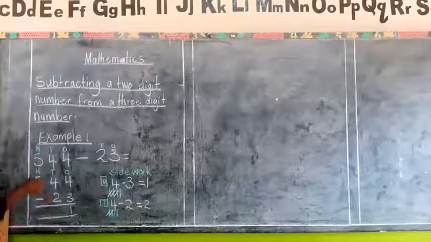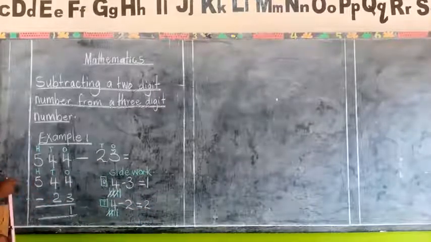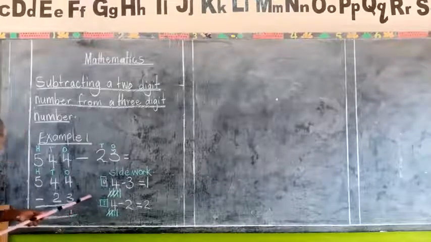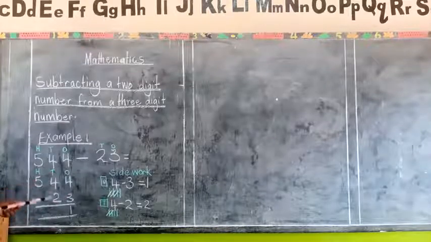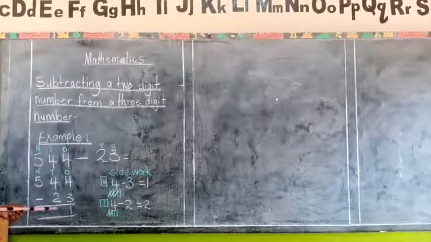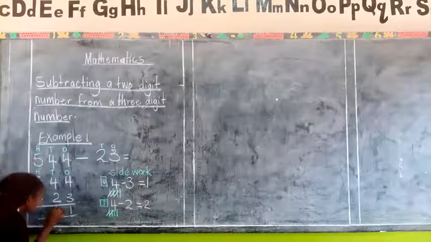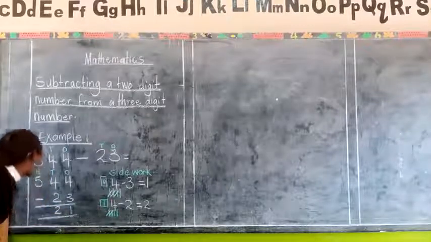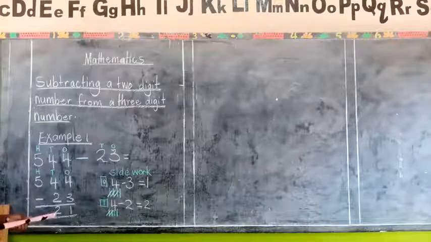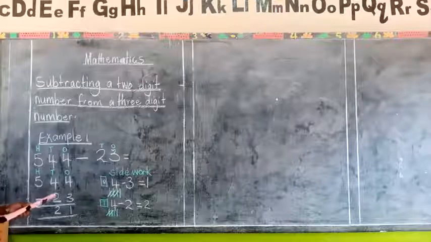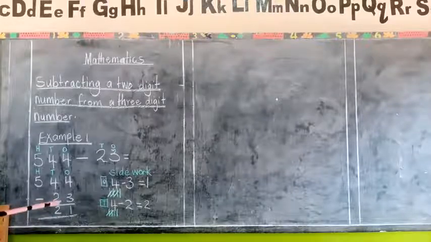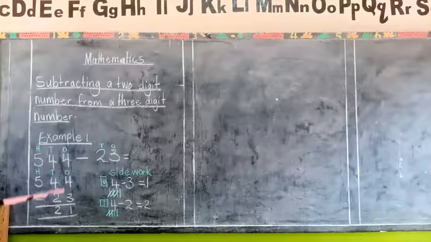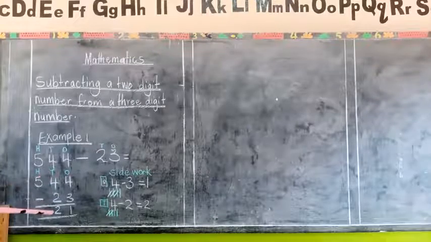And we go under the tens place value, not the hundreds, not the ones, but under the tens place value, and we write 2. It will be 4 take away 2. We shall get our answer as 2. We have finished dealing with these 2 place values.